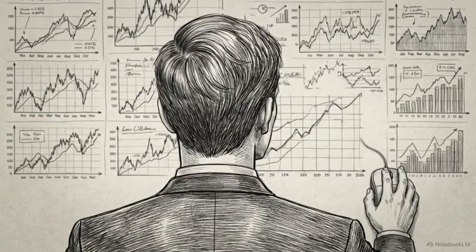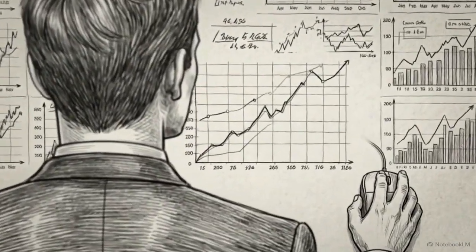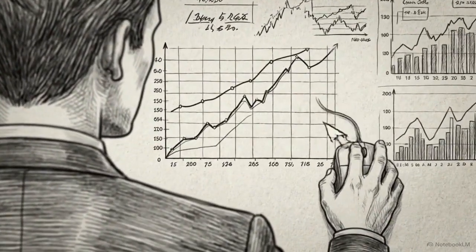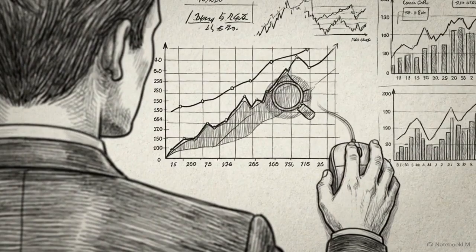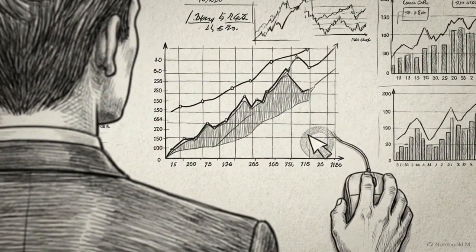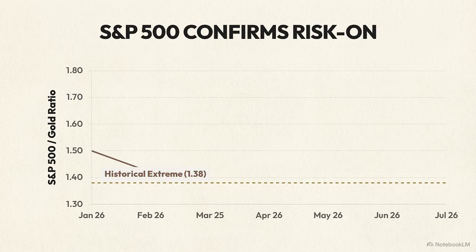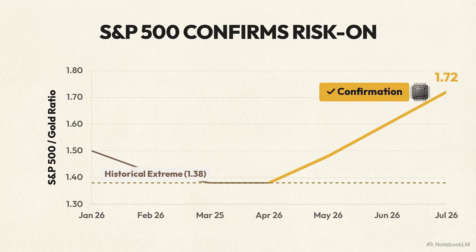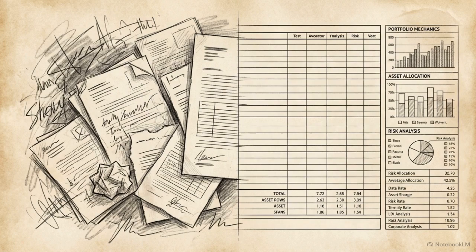Over the coming weeks, monitor the S&P 500 to gold ratio. It is currently compressed near 1.38. When you see this specific metric stabilize and begin to rise, it provides secondary confirmation that the global risk-on phase has fully resumed. Systematic, data-driven execution outperforms emotional trading.